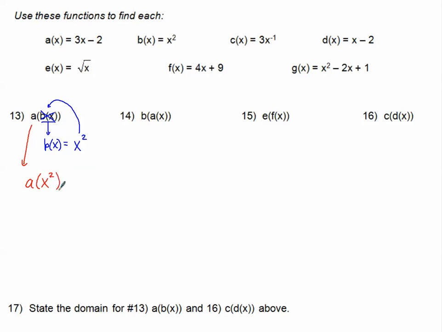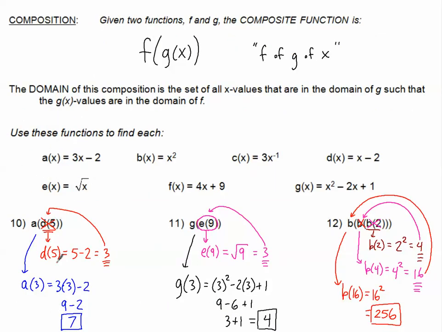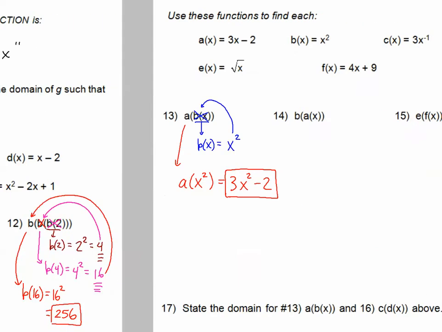A of x squared says take the a function and input x squared. Everywhere you see an x in the a function, put an x squared. So I see the a function is 3x minus 2. So a of x squared is going to be 3x squared minus 2. And that's actually it. There's nothing more to do. There's no like terms. There's nothing more to do. So I'm going to box that in, and I'm finished. So when you're dealing with variables, your answer is going to have the variables in the end. If you're dealing with numbers, well, your answer is going to be a number in the end.